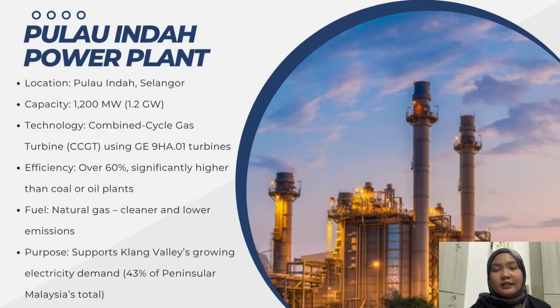Okay, the first one is the Pulau Indah power plant located in Selangor. It uses a combined cycle system, which means combined gas and steam turbines to produce electricity. The plant has a capacity of 1,200 megawatts and uses natural gas, which helps reduce pollution compared to coal. It started operating in 2024 and supplies clean energy to meet the high electricity demand in Klang Valley.